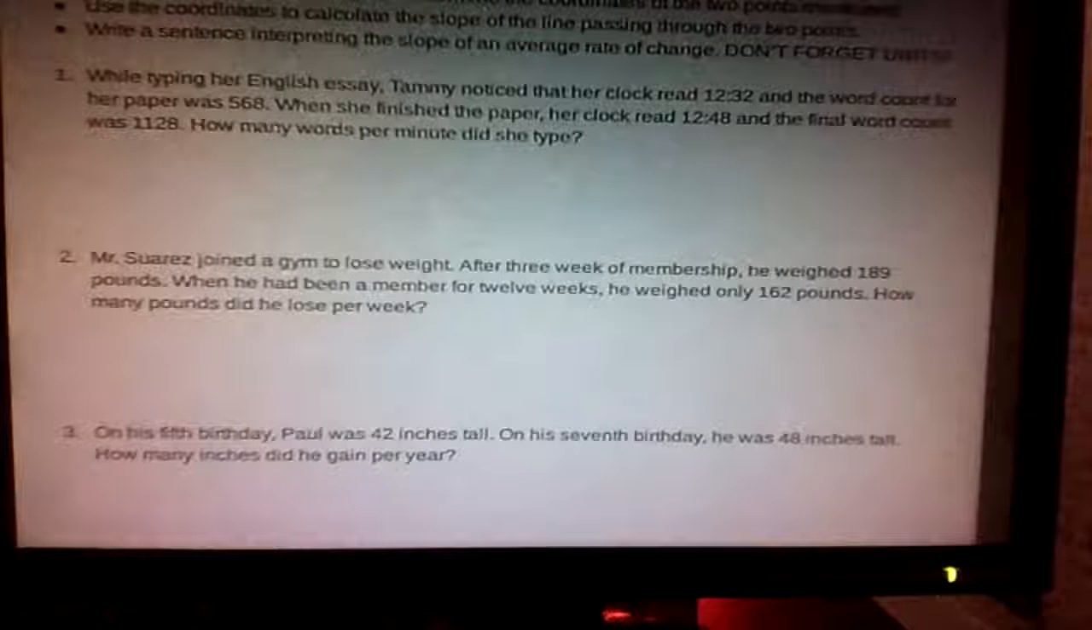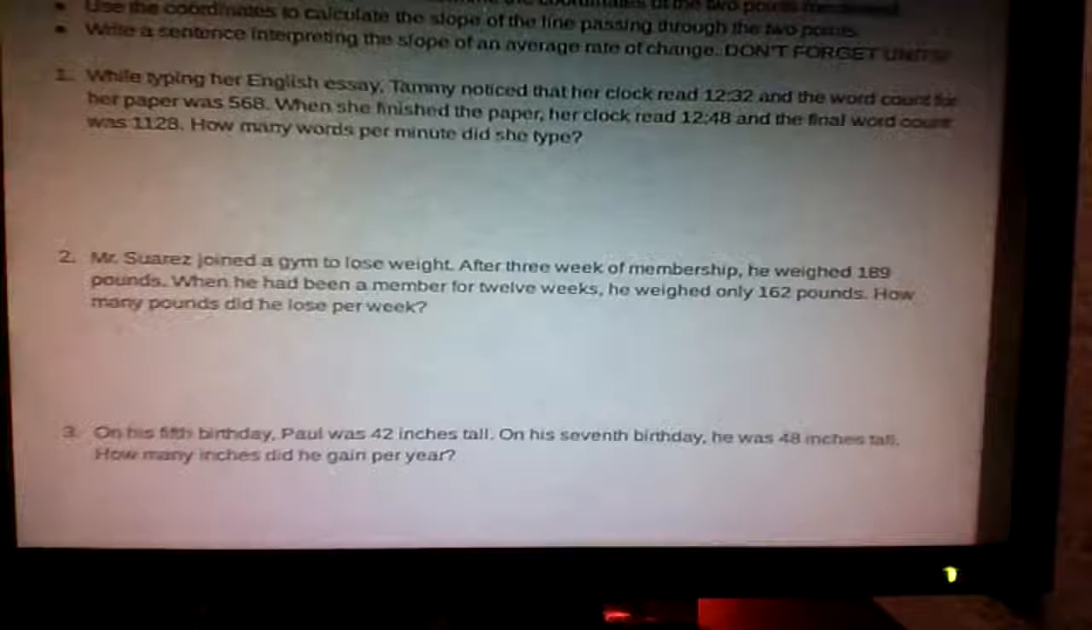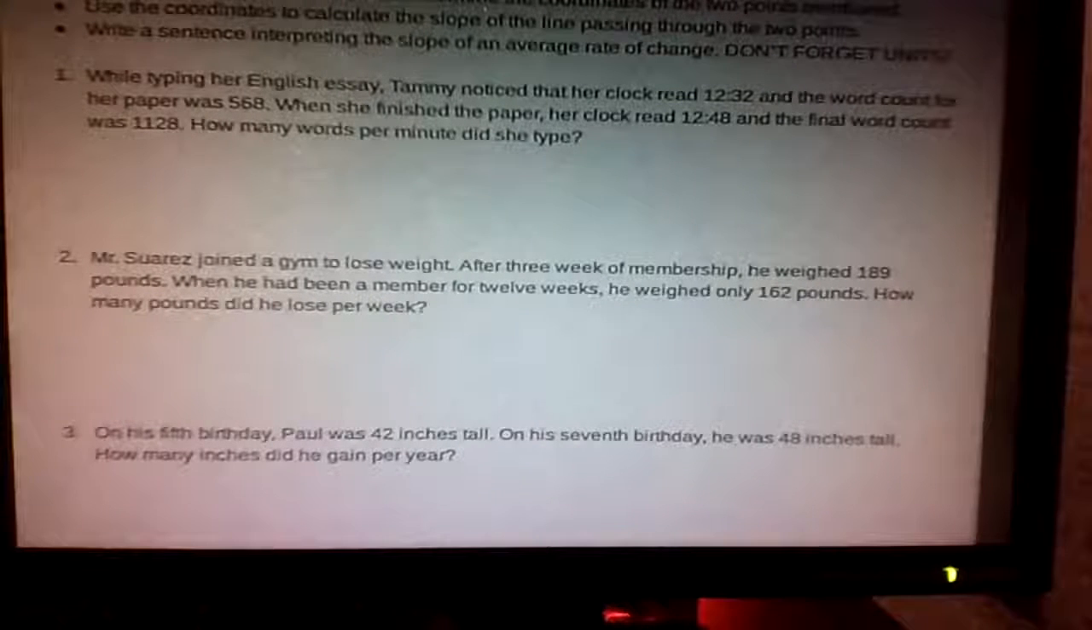So it says instructions, read each problem carefully and determine the coordinates of the 2 points mentioned. So you need to come up with your x comma y and your x comma y. Then we're going to use those to calculate the slope of the line passing through the 2 points. Write a sentence interpreting the slope as an average rate of change. Don't forget your units. So, is this miles per gallon? Is this money per pound? What am I looking at? So, let's take a look at number 1.